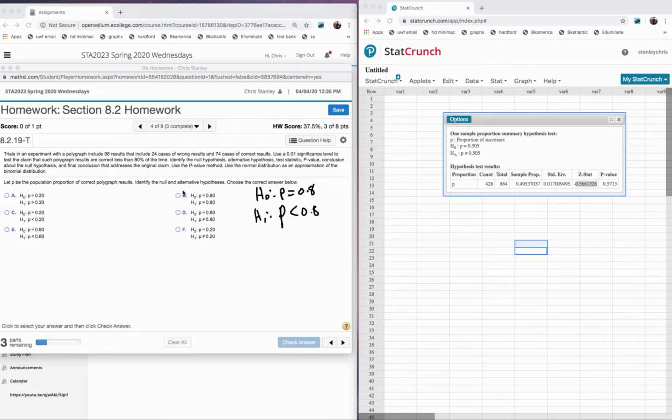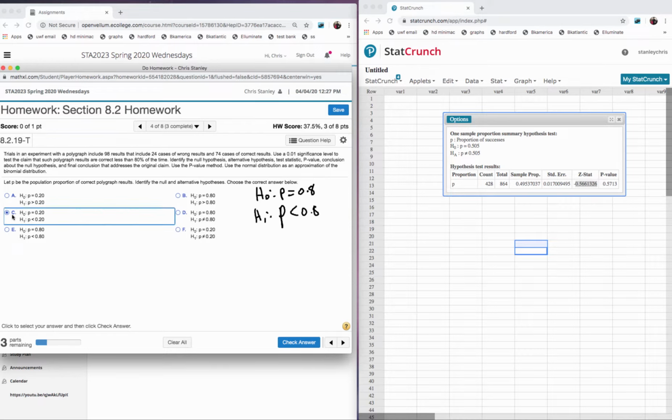If the claims ever are less than or greater than or not equal to, then that's going to go into your alternative. Oh, I just selected the wrong one. Sorry. It's a less than. Less than 80. There we go.